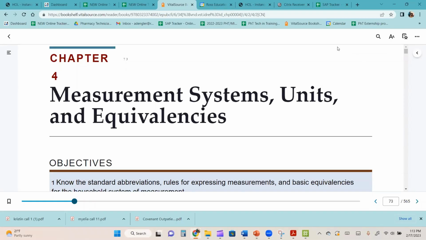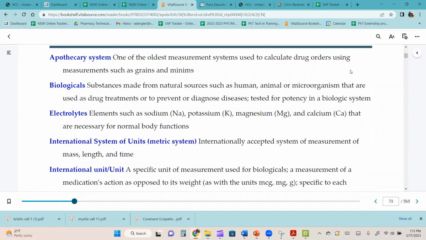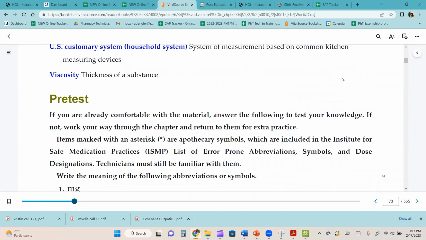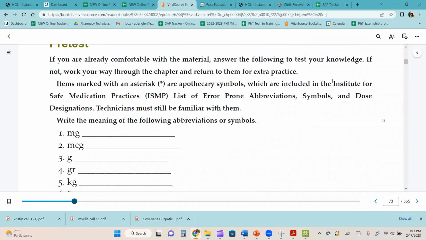Chapter 4, Measurement Systems, Units, and Equivalencies. So we'll go through the terms and definitions throughout the chapter.